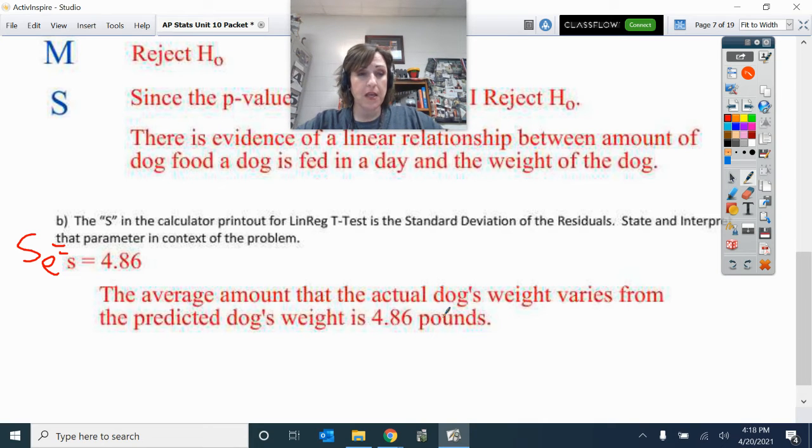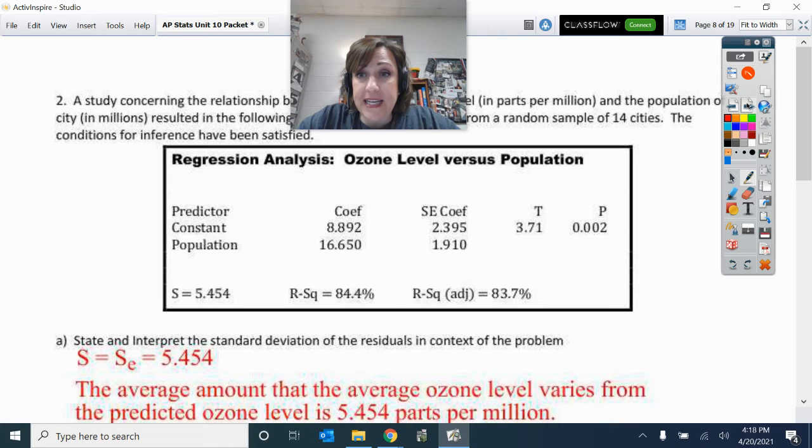Okay. All right, next. We then did this with a computer printout, and we had a random sample of 14 cities. If you picked up one of the packets that I handed out in class today, this random sample of 14 cities information may have been missing.